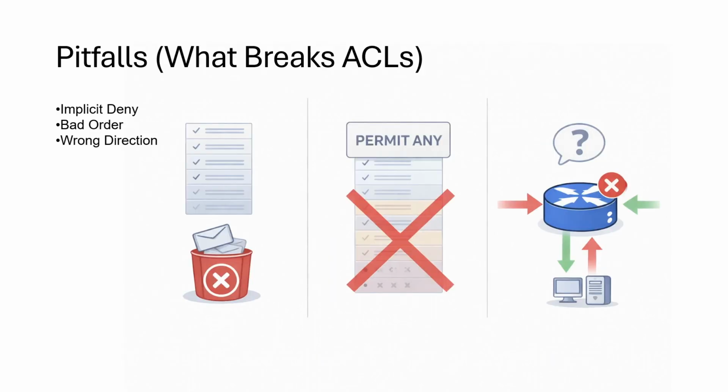Alright, common pitfalls. 1. Forgetting the implicit deny. If you deny something but don't permit what should pass, the implicit deny can block everything else. 2. Bad order. Because first match wins, if you put a broad permit too early, nothing below it will matter. 3. Wrong direction. Inbound is filtering as traffic enters the interface. Outbound is filtering as traffic leaves. Always think from the router interface viewpoint.